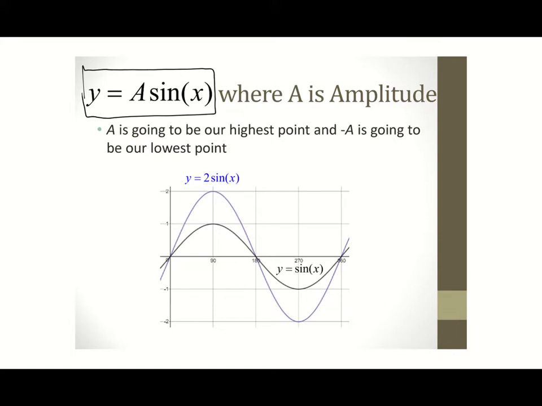So in our standard graph, we are 1 above, 1 below. So we can see that here where we have sine of x in the black, and it's 1 above, 1 below, our midline, and our midline here at our axis, because we haven't shifted up or down. But this new graph here, 2 sine of x, is 2 above, and 2 below. So our amplitude here, 2, is how far away we are from the midline, what we're multiplying by.